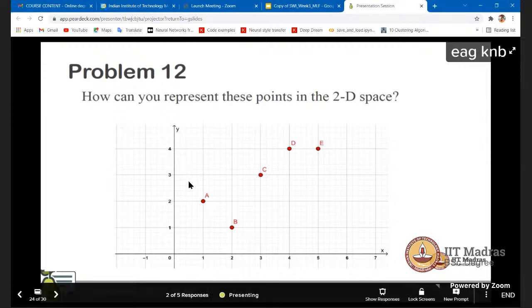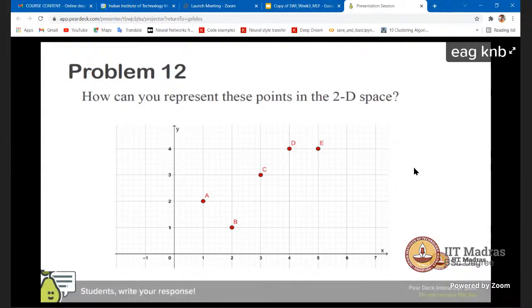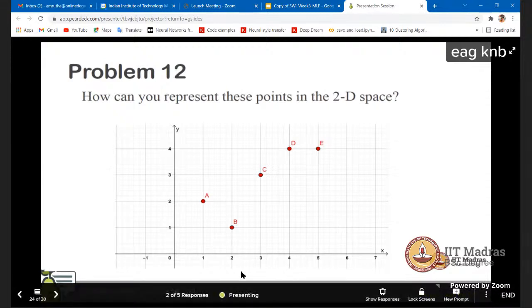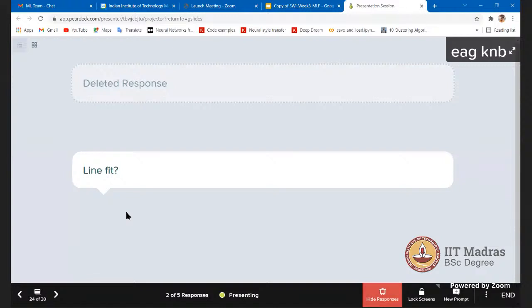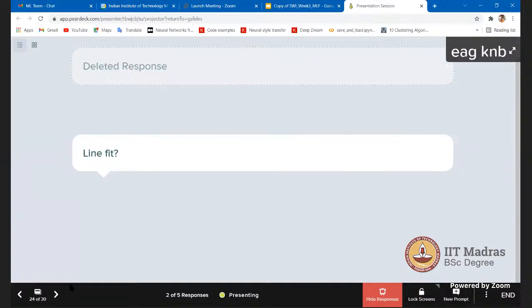Yes, it is a line fit. Once you identify that it is a line fit, I want you to find the parameters of that line. I will give you the solution for this problem so that the next one will be easier for you. So, line fit, okay, you responded. Shall we see the solutions, or do you want time to work it out?